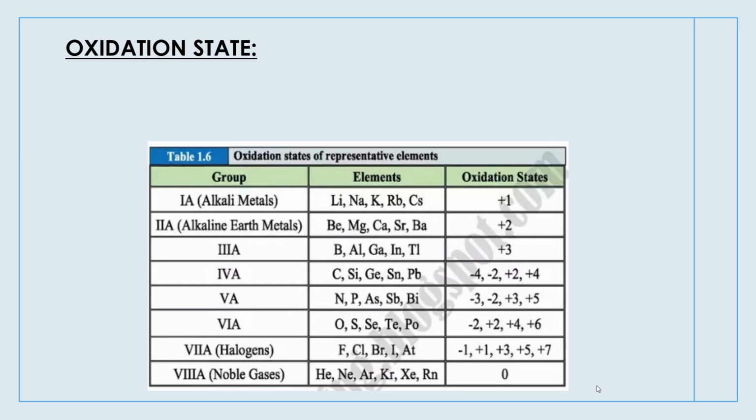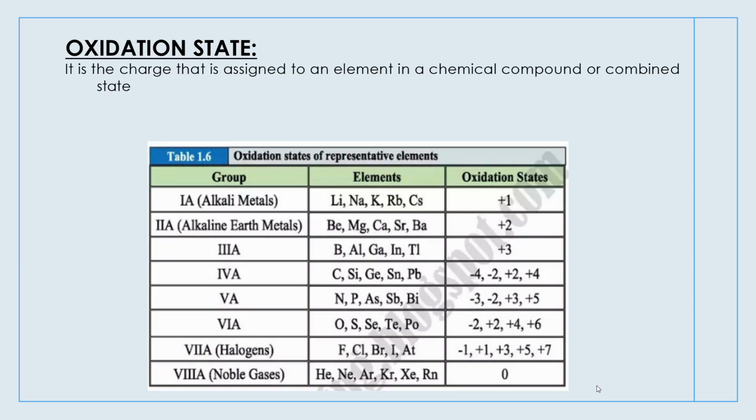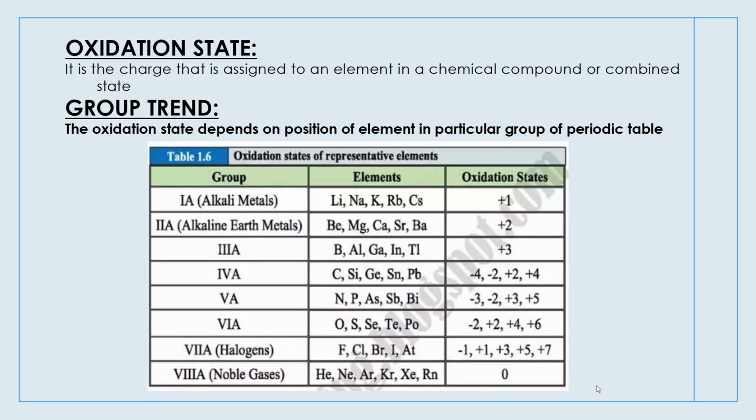Now talking about the oxidation state, it is the charge that is assigned to an element in a chemical compound or the combined state. The oxidation state of the element depends upon its position in the periodic table. This table shows the positioning of the elements in their respective groups along with their oxidation states. You can see that the oxidation state is also varying throughout the groups.